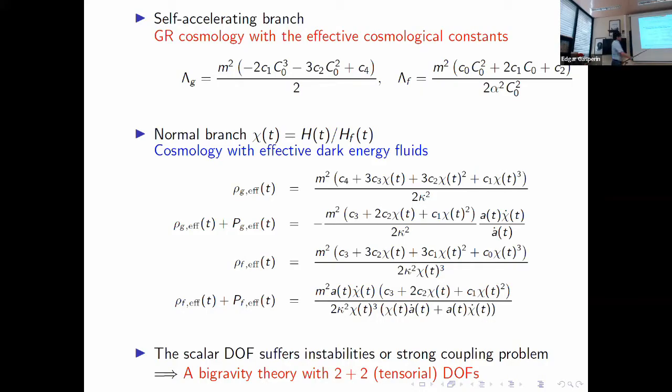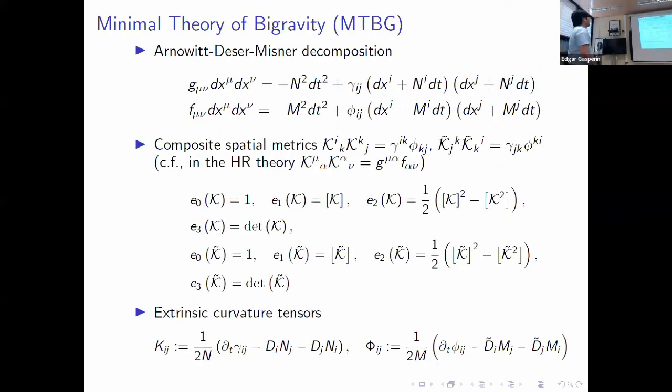But our solution is basically to construct a new type of bigravity, so it only contains 2+2 tensorial degrees of freedom. In other words, we want to construct bigravity without any scalar. This is basically the motivation to construct the new theory. So then we are going to briefly explain how to construct the minimal theory of bigravity, or in short, the MTBG theory. Now we start from the ADM type decomposition of the metric.